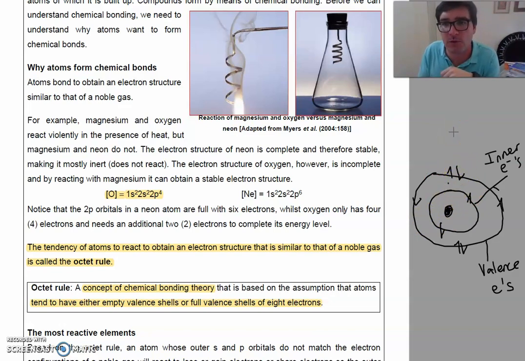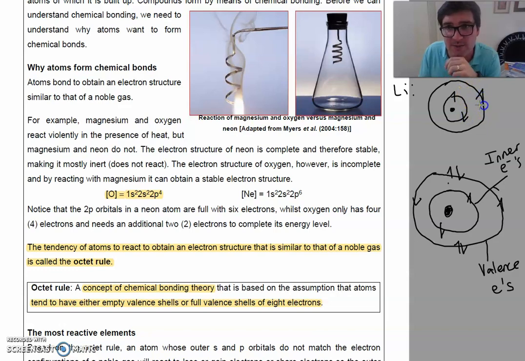Now, if I, for example, drew lithium as well, and that's the nucleus, and here I've got my first energy level, and there's my second energy level, lithium will have 3 electrons in total, so there's my first 2, and there's my third one. Now, that third one, lithium needs 7 to gain a full outer shell, or it will only have to lose 1. What is easier? I guess losing 1, eh?